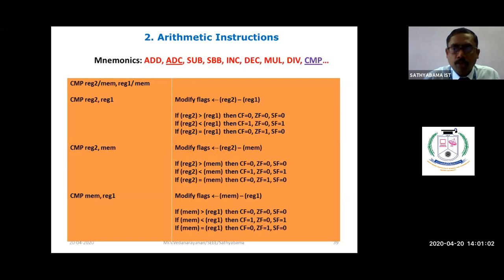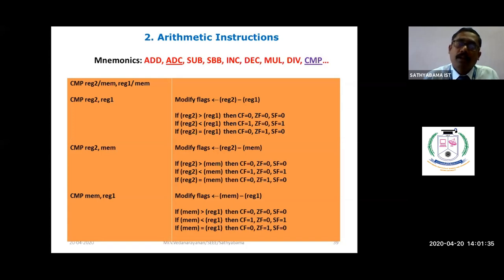If the two values are equal, register 2 and register 1 both equal, then the zero flag is set. You have to be clear on this. If the zero flag is 1, it means the two data provided in your instruction are equivalent. Suppose A equals A and B equals A, compare A comma B; in that case, the zero flag will be 1, and the carry flag and sign flag will be 0.